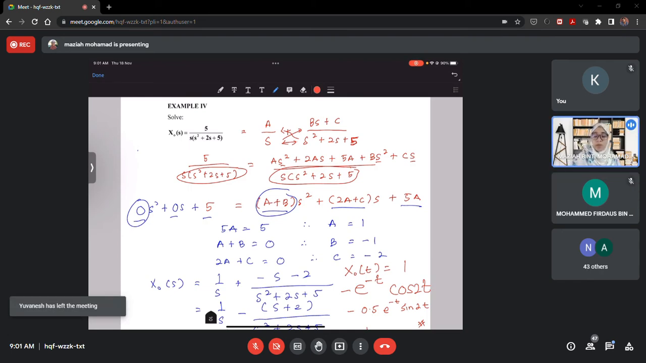You can also use a comparison method here, even if the denominator can be factorized, meaning you can use a remainder theorem. You can also use this method. Okay, you can use any method that you are familiar with. Because I believe when you learned about partial fraction before, you used this kind of method, right? Comparing the left side to the right side.